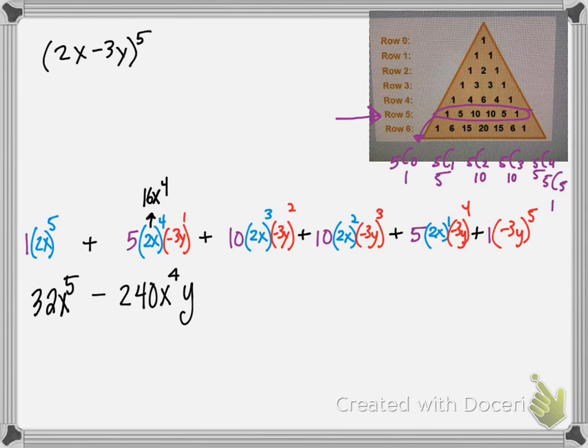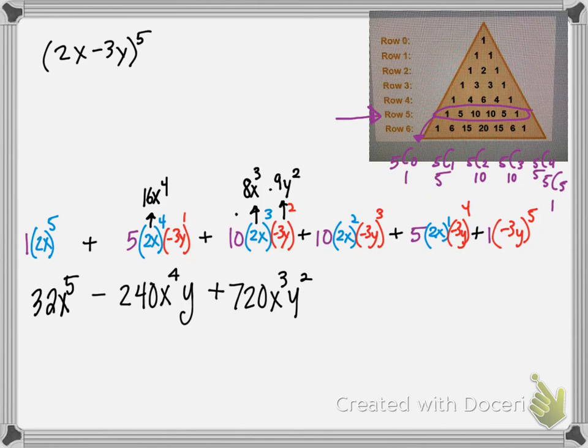For this next term, I need to figure out what 2x to the 3rd power is. 2 to the 3rd is 8, so this is 8x to the 3rd, and then figuring out what negative 3y to the 2nd power is. Well, negative 3 squared is 9, so this is 9y squared. So I have 10 times 8 times 9, which is 720. So 720 x to the 3rd y squared.